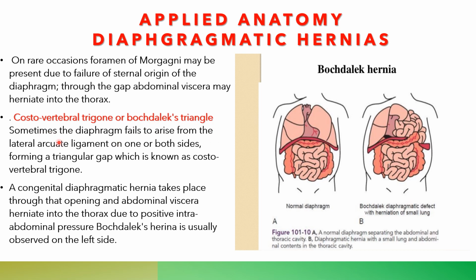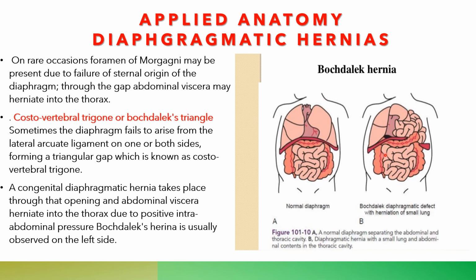Sometimes it is also known as Bochdalek hernia. Sometimes the diaphragm fails to arise from the lateral arcuate ligament on one or both sides, forming a triangular gap which is known as costovertebral trigone. So a congenital diaphragmatic hernia takes place through that opening and abdominal viscera herniate into the thorax due to positive intra-abdominal pressure. This Bochdalek's hernia is usually observed on the left side.